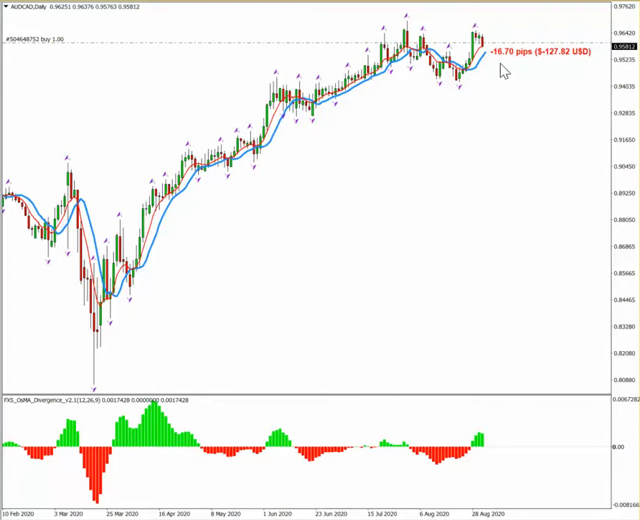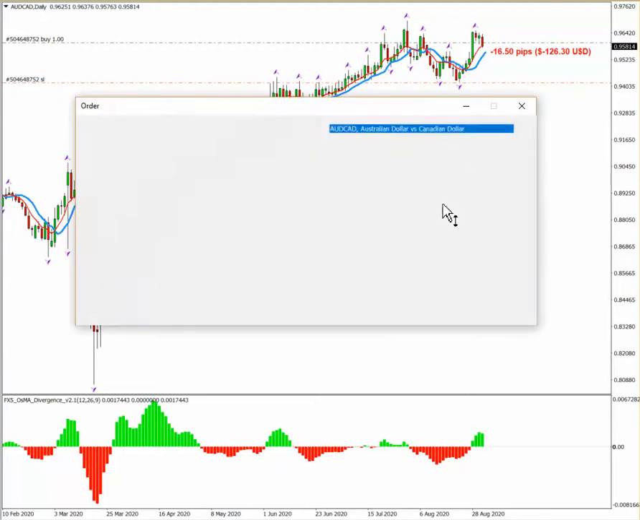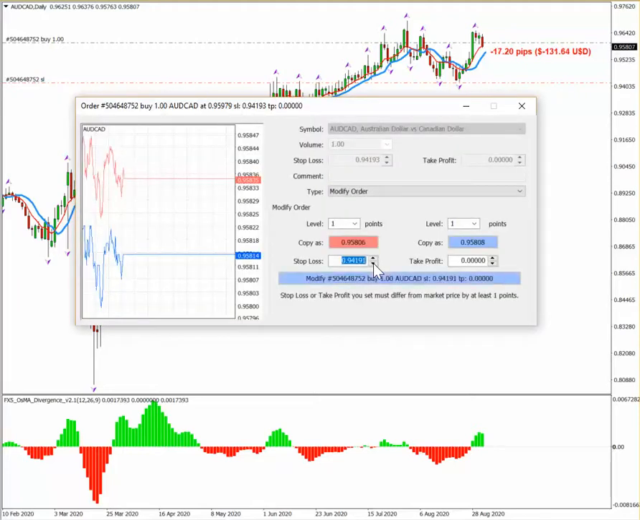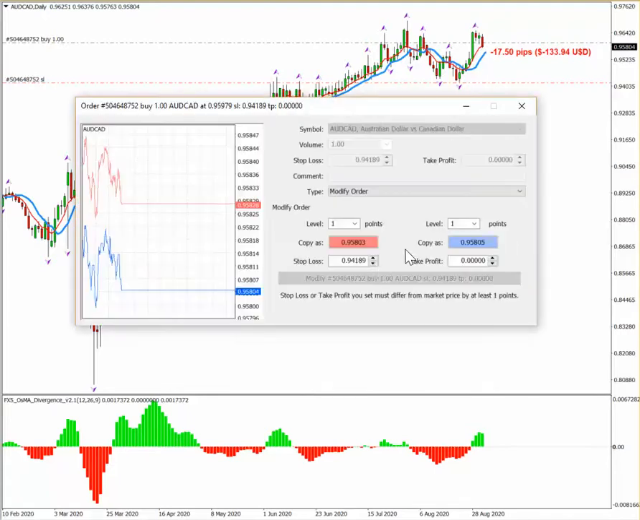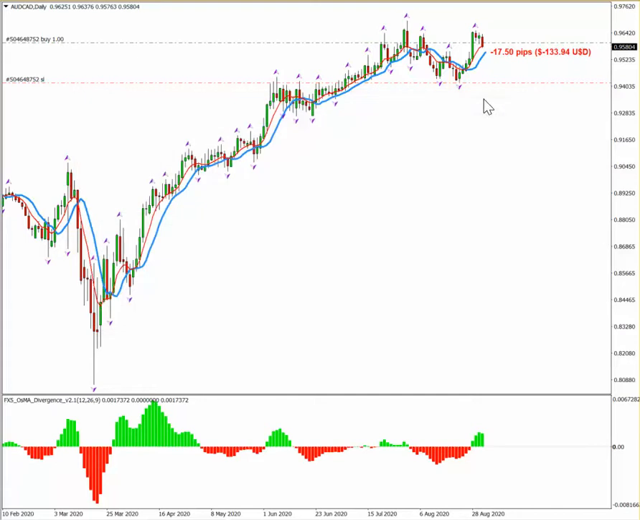AUD/CAD got triggered into the trade. Now I can set up the stop loss. So now the stop loss is 1790 points. Make it 1800 even. This is going to be our stop loss.